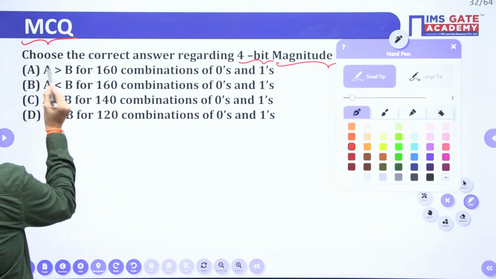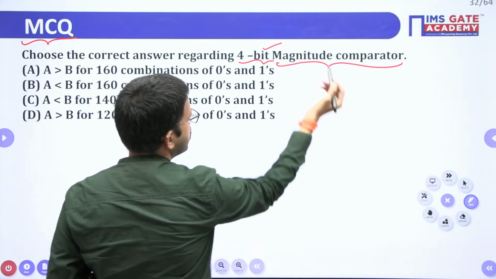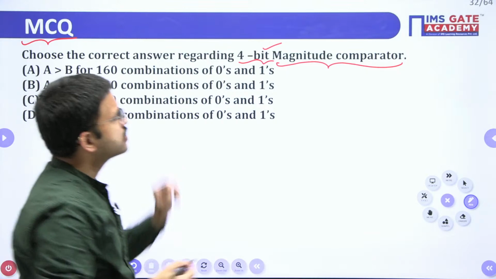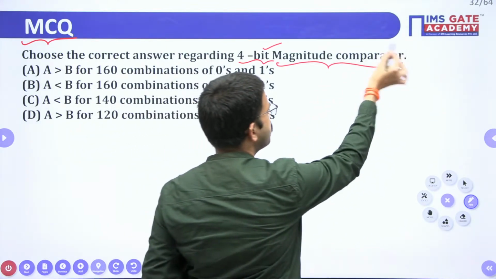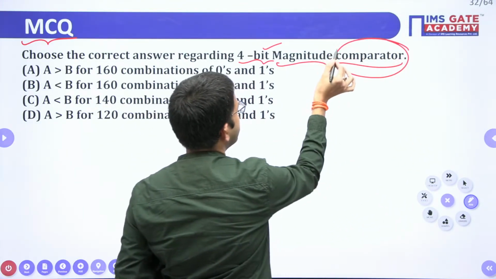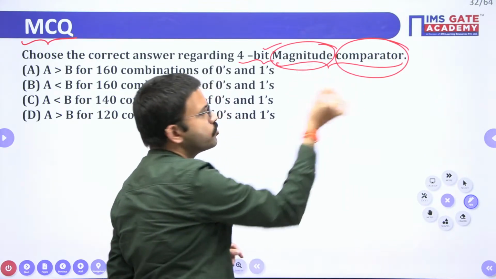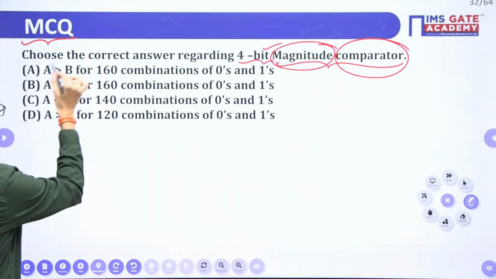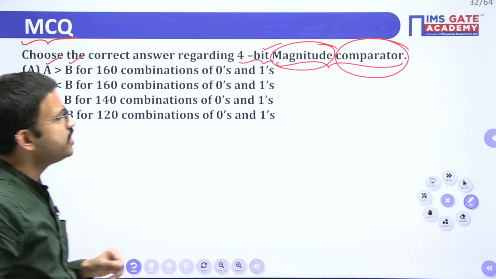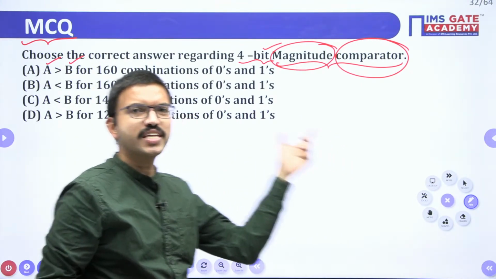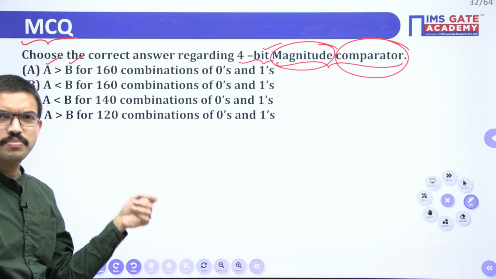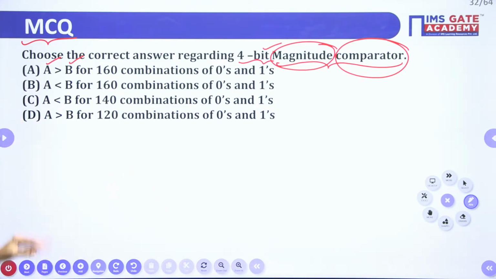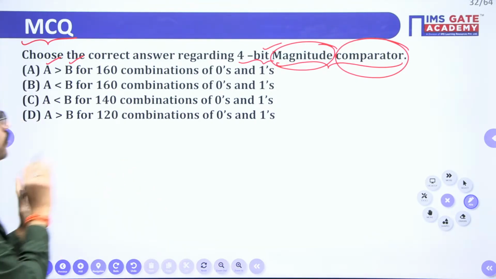So here they have given a 4-bit magnitude comparator. As the name implies, comparator means it will compare, and here it will compare only the magnitude. Whenever you are having two inputs A and B, it will give the relation whether A is greater than B, or A is less than B, or A equal to B. But here the question is regarding the number of combinations.